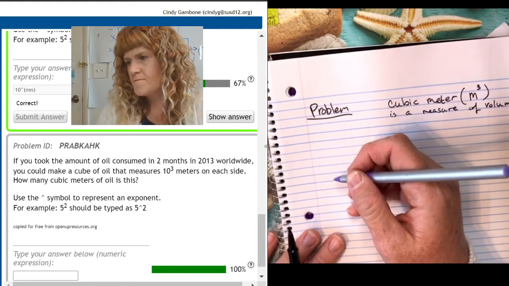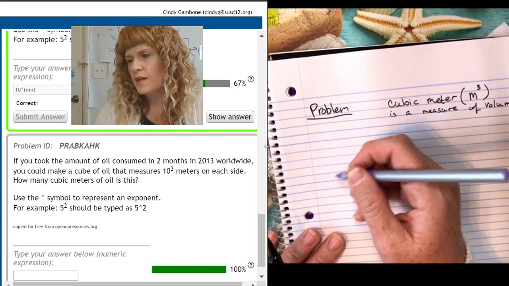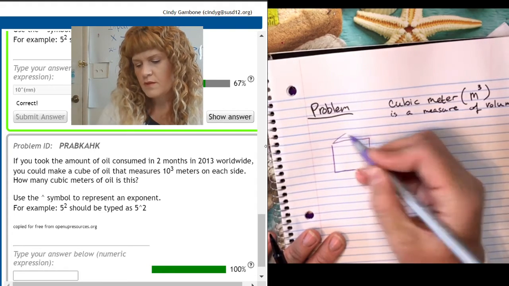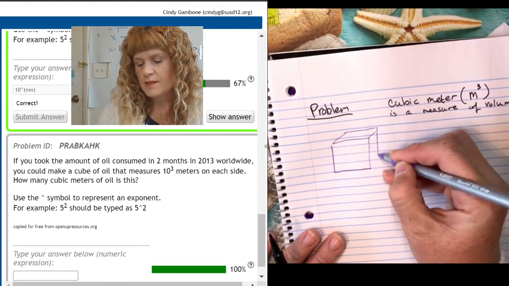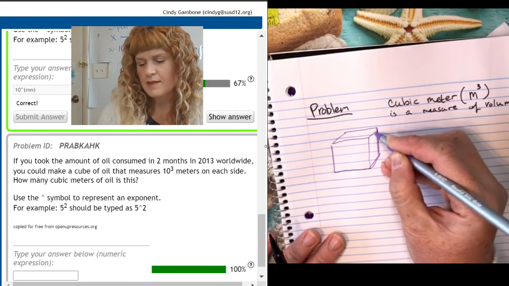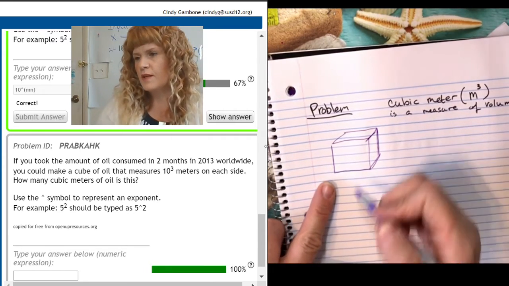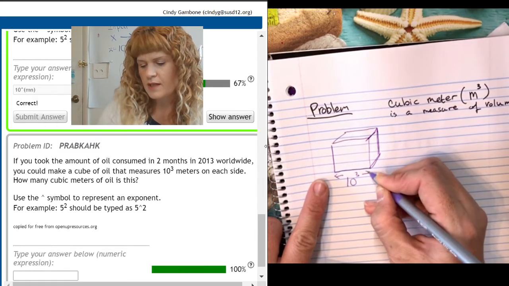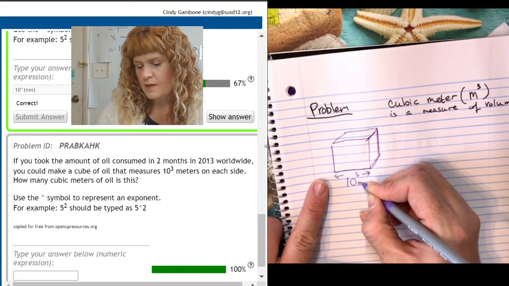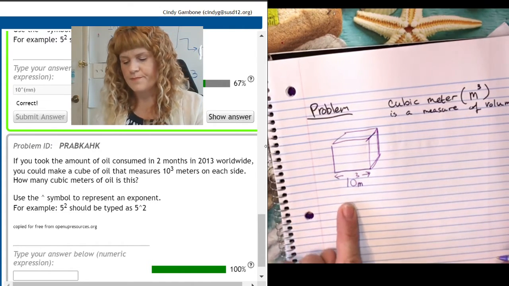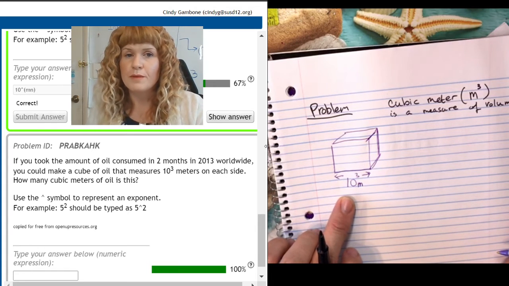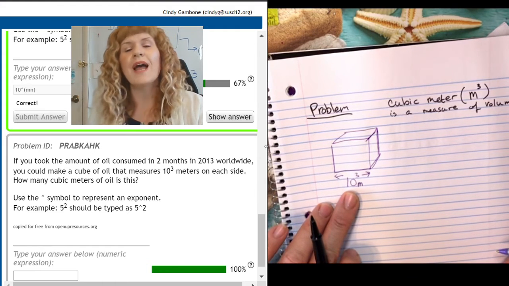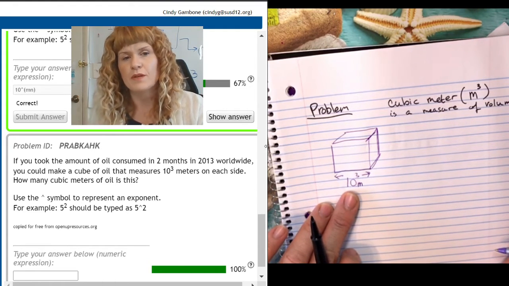It says you could make a cube of oil. So I'm going to draw my cube. Maybe you're going to get really good at this and then you don't need to draw cubes anymore, but I think it's helpful to see that. You could make a cube of oil that measures 10 to the third power on each side. And that's in meters, 10 to the third meters. So they did not give you cubic meters. They gave you the linear measurement in meters, and they're asking you how many cubic meters that would be.